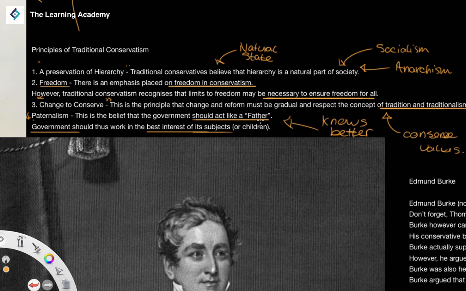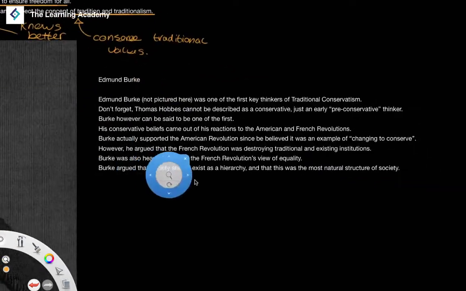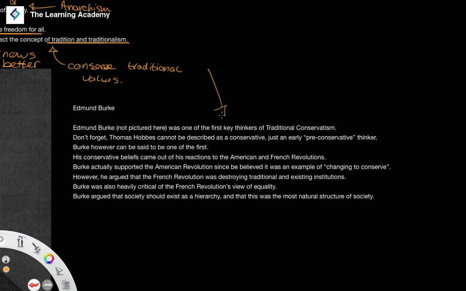The view that the government is like the father and that the government knows best, okay, and that it acts in the best interest of the subjects, but that it also knows better. It knows what would be the best outcome for its subjects. Something that is very, very different to a liberal framework. So let's have a look at specifically an example of this.